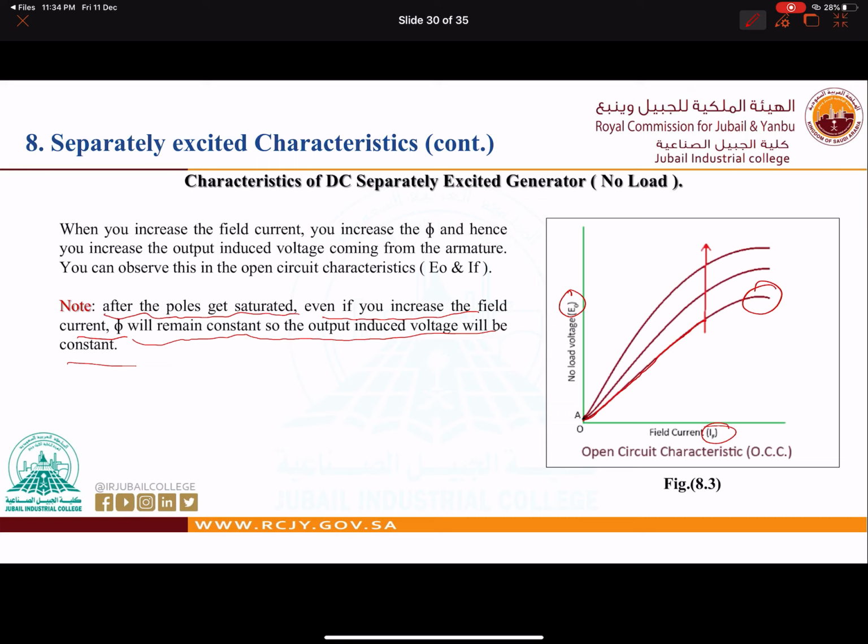If we increase the current, we are going to burn the winding of the field, and the output voltage will not change. So we need a small current. The field current is always in milliamperes. That is why it is called exciting current. Exciting current means we only need a small current to give me a magnetic field.